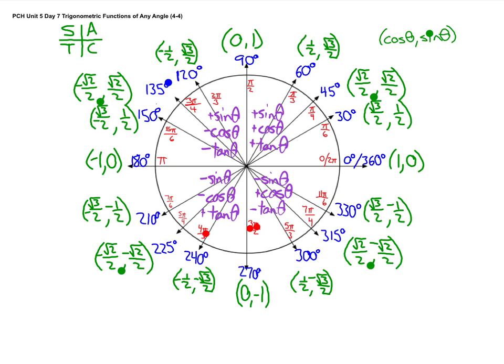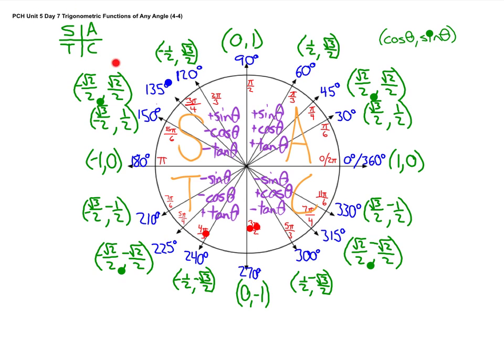Now, let's generalize all of this into something that's easy to remember. Is there a theorem for this? Not a theorem, it's more just a nice acrostic for us to learn. In the first quadrant, all of our trig functions are positive. In the second quadrant, what's positive? Sine. In the third quadrant, what's positive? Tangent. And in the fourth quadrant, what's positive? Cosine.